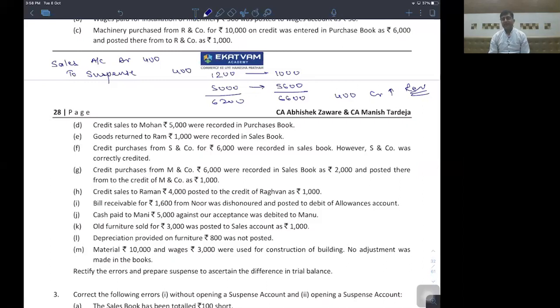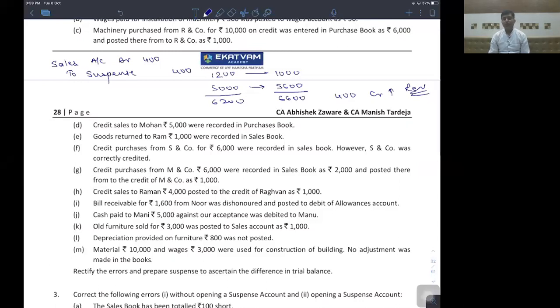So if I pass the combined entry with the help of suspense account, sorry, I'll dictate it slowly. My correct entry should have been what? My correct entry should have been machinery account debit rupees 10,000 to R and Company 10,000. My wrong entry is purchase account debit 6,000 to R and Company 1,000.